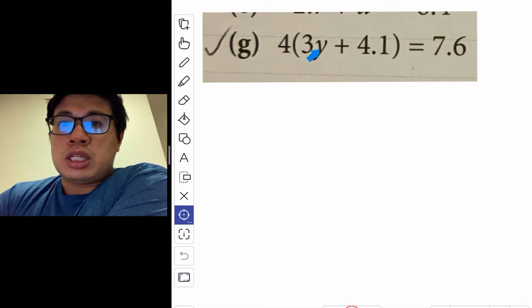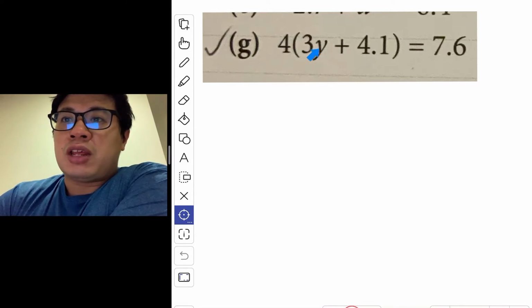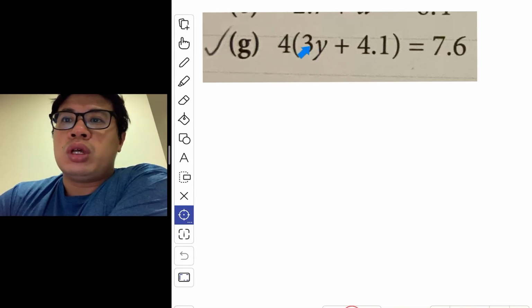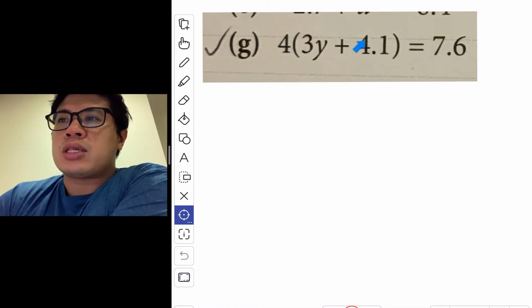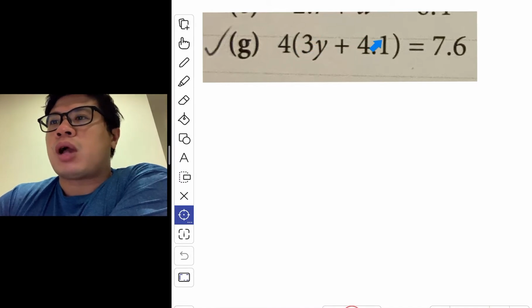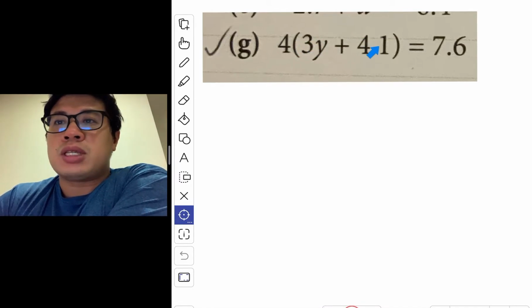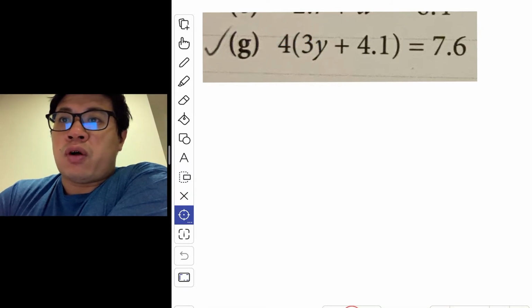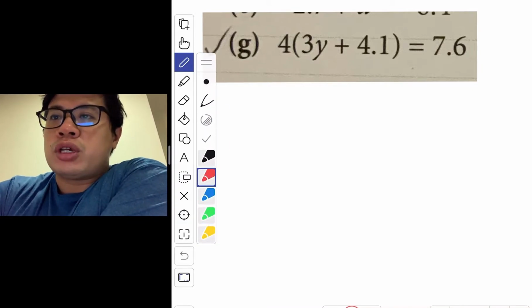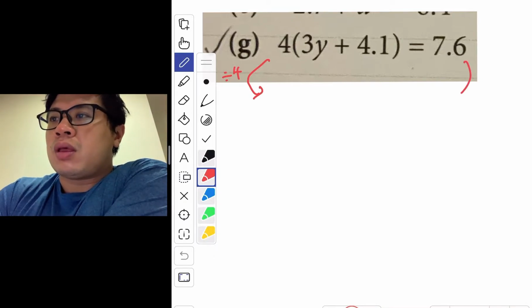So the decision is that number 1, you must be able to identify what's the first operation you must do. So 4 is on the outside. Then within the brackets, multiply will come before addition, so similarly, addition will be the first to go before multiply. The first one I want to do is to get rid of the 4. So first, I will need to divide both sides by 4.